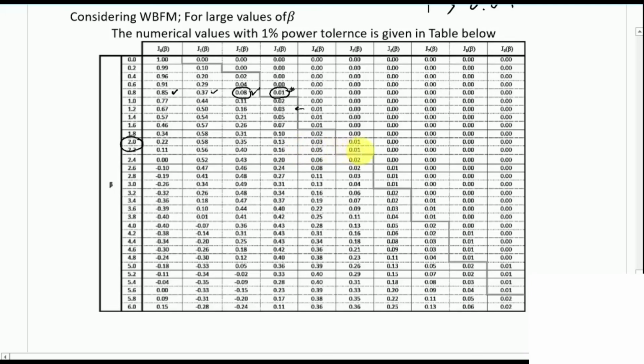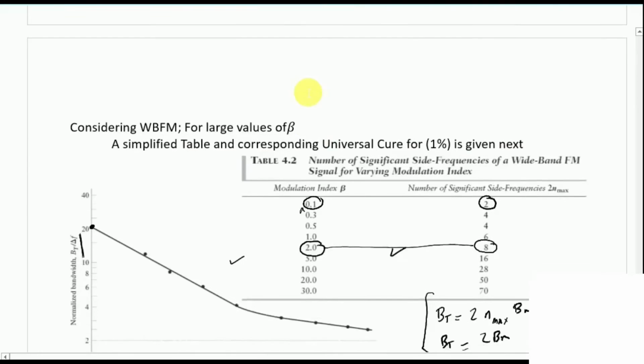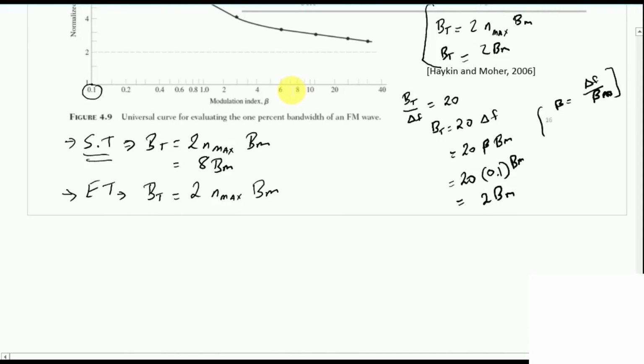the value which is greater than 0.01 is 0.03. It is this value, and the order of this one is J4 of beta, right? So this value would be 4 to 4 of bm. So this will become 8 bm. So this is in agreement with our simplified table.